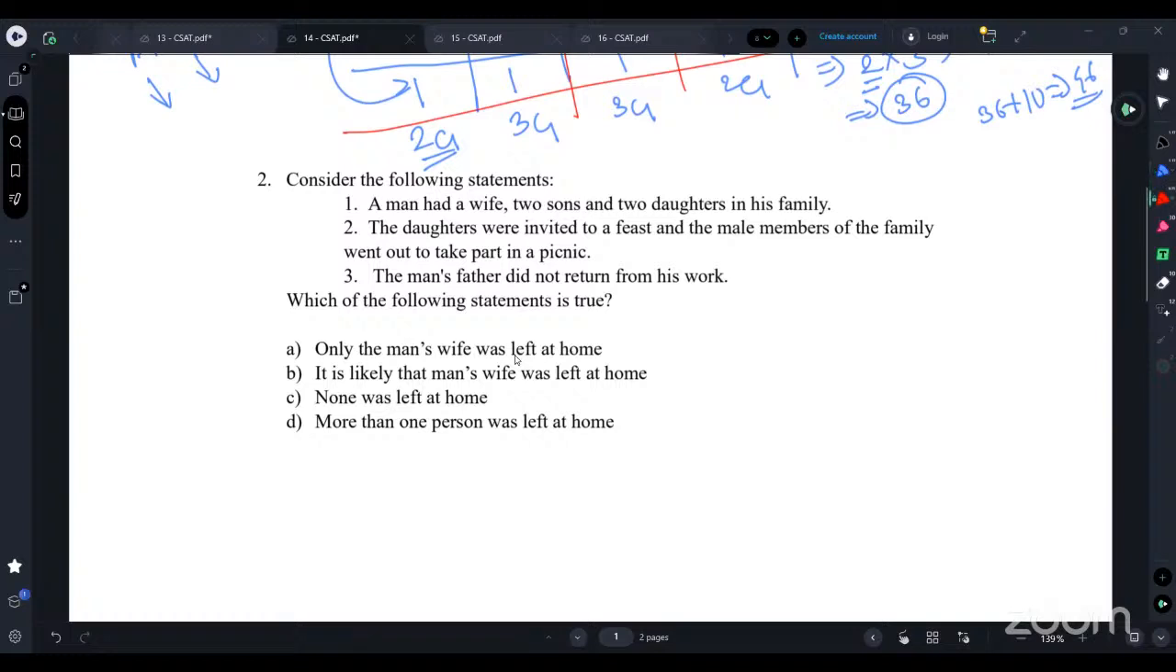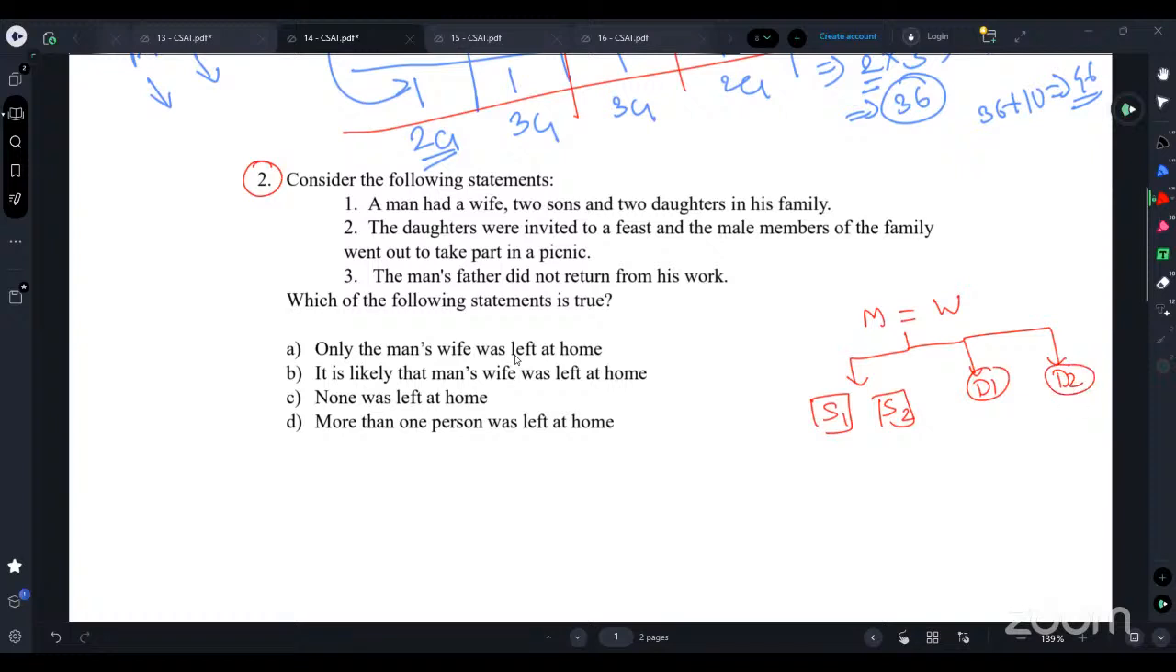Let's say the second question. Consider the following statements. A man had a wife, two sons, and two daughters in his family. So let's say there is one man, he is having one wife, and both of them are having two sons. Let's say S1, S2. These are two sons, right? And two daughters they are having, let's say D1, D2.